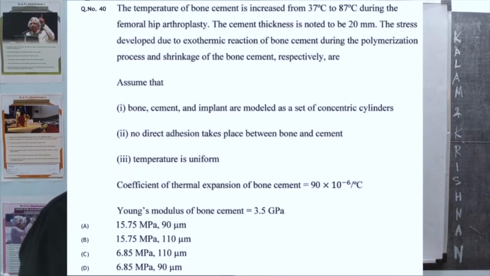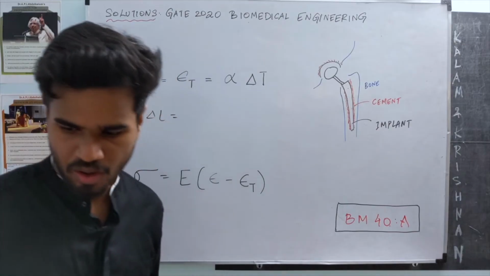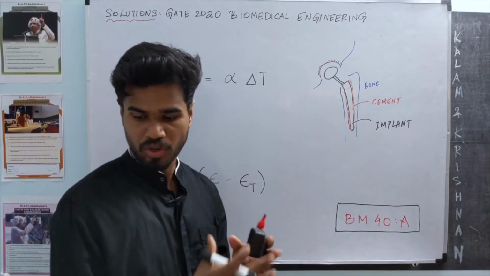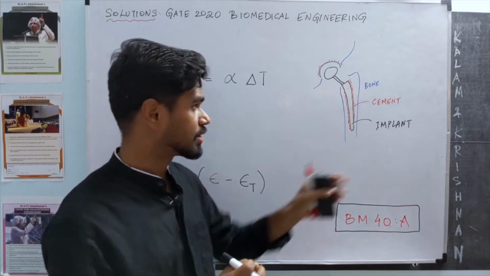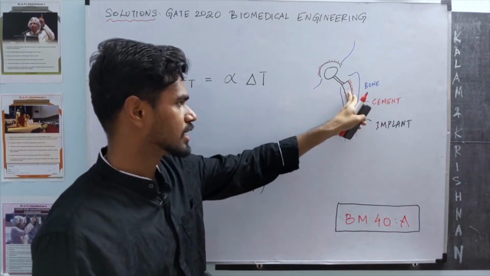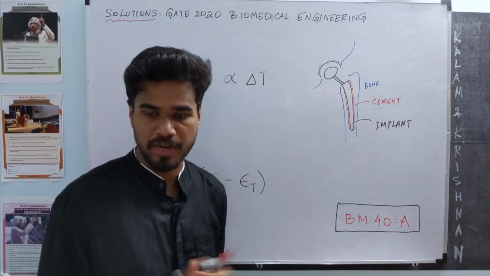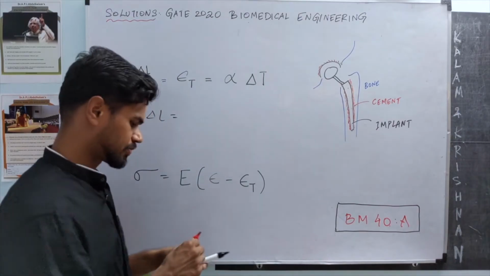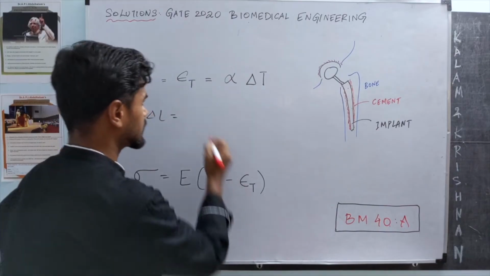Cement thickness is noted to be 20 mm. Stress developed due to exothermic reaction of bone cement during the polymerization process and shrinkage of the bone cement respectively are. Assume some conditions, okay, and coefficient of thermal expansion and Young's modulus are given. All it says is, okay, what is the thermal strain, and then if you don't allow the material to expand, put it in between the bone and the implant, don't allow it to expand, okay, what is the stress developed? That's the thing.